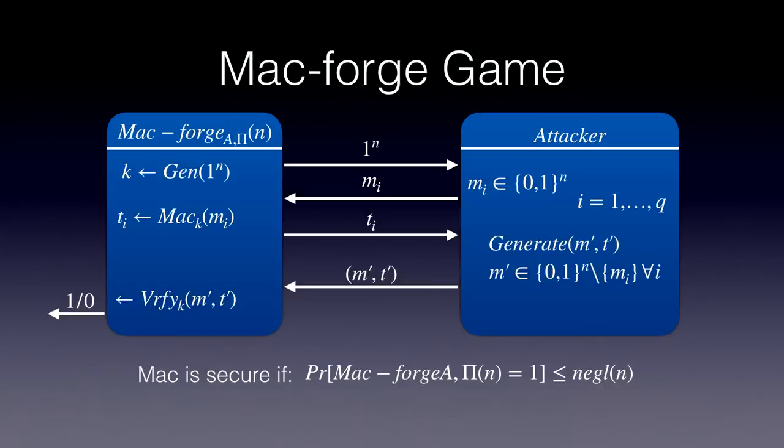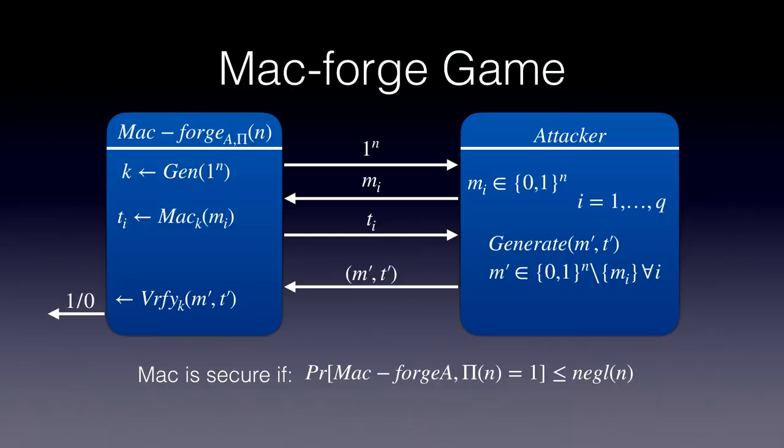So then the attacker can observe all the messages he generated and all the matching signatures. What the attacker needs to do then is to choose another message, which he did not send over yet, and somehow come up with a valid signature. And if he can manage to do that, he sends it over. And if that's actually a valid signature for the message, then he wins the game. Otherwise, he loses the game. So we say a MAC is secure if the probability that an attacker can somehow win this is negligible.